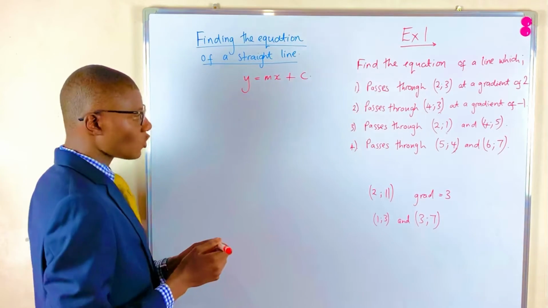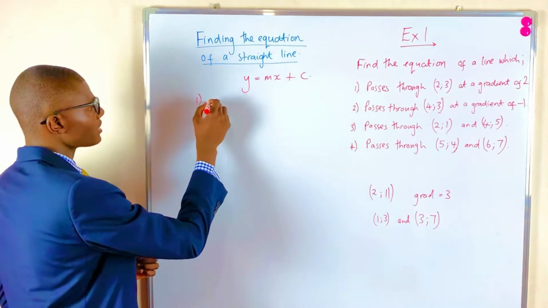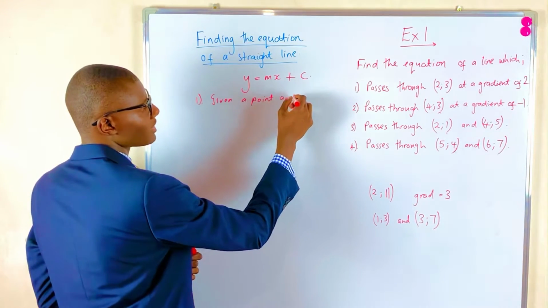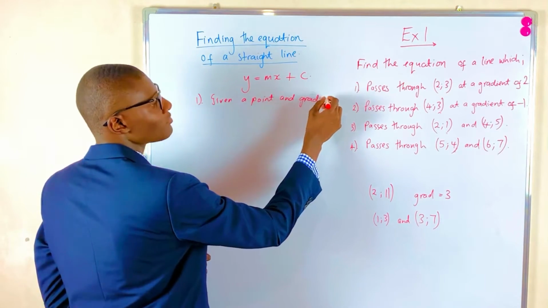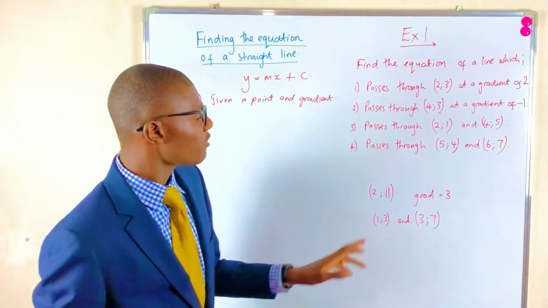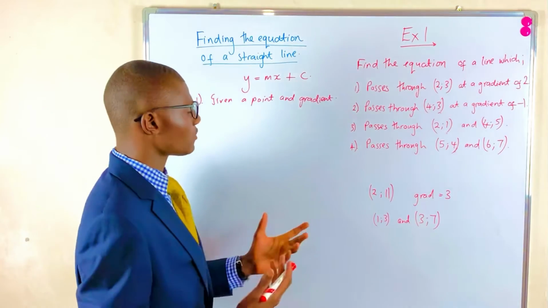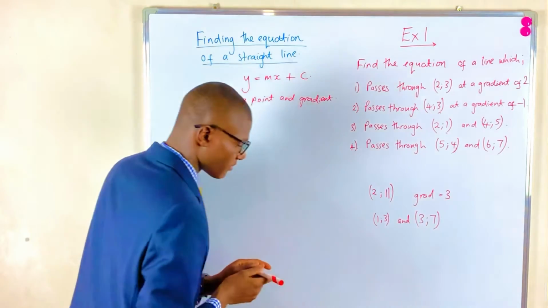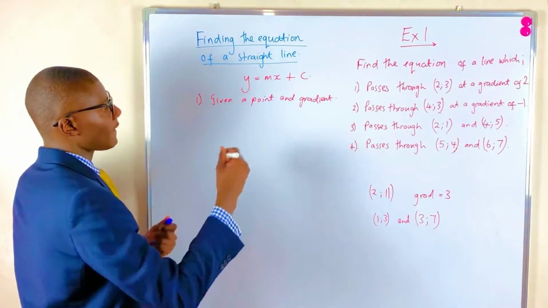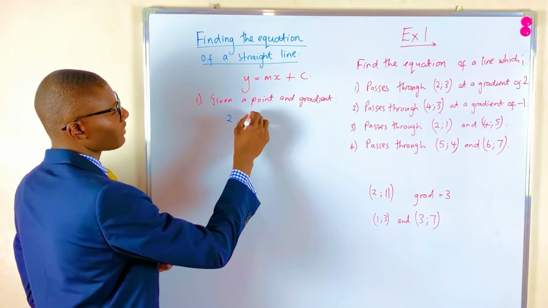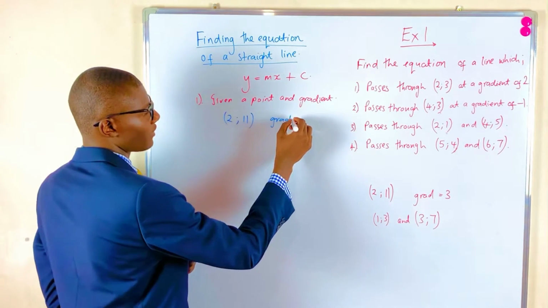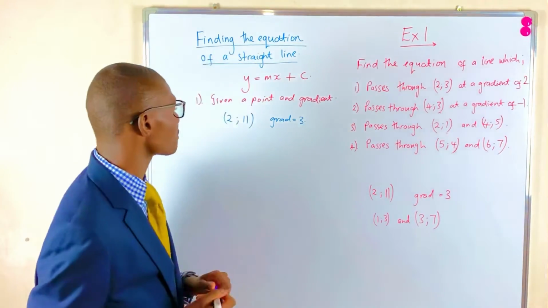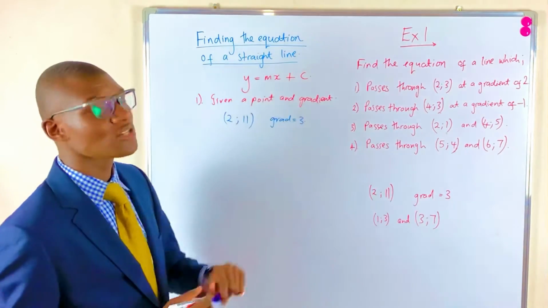So looking at scenario 1, whereby we'll be given a point and the gradient, and we are asked to calculate the equation of a straight line. For example, let's say we're told that we need to calculate the equation of a line that passes through the point (2, 11). So this line passes through the point (2, 11) at a gradient of 3. So we are given this information, and we are asked to find the equation of a straight line, which is of the form y is equal to mx plus c.